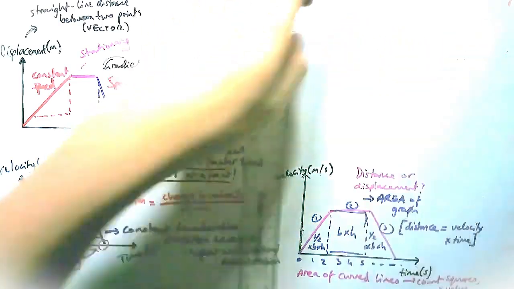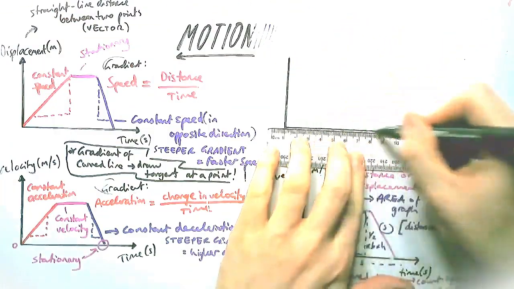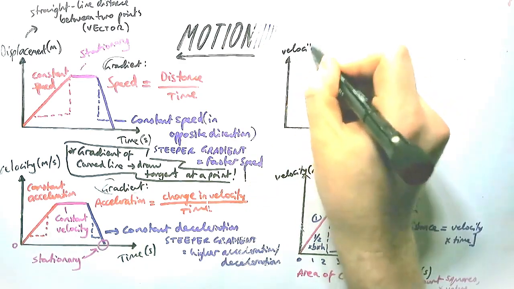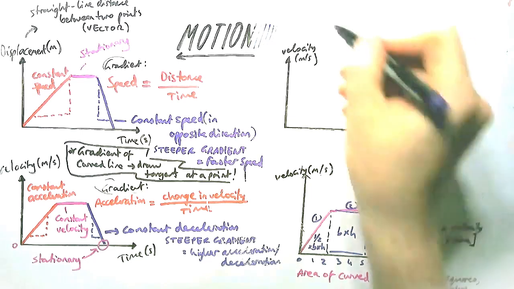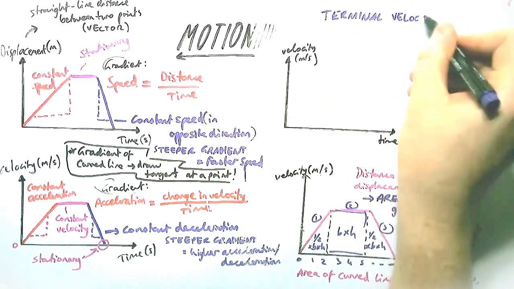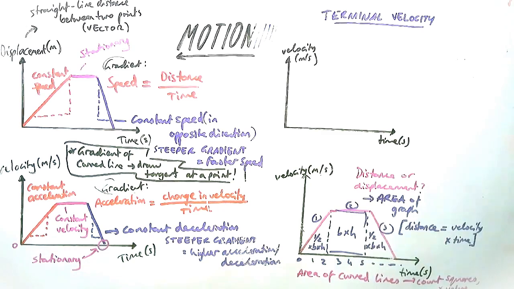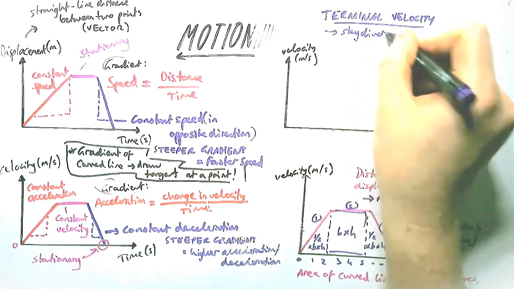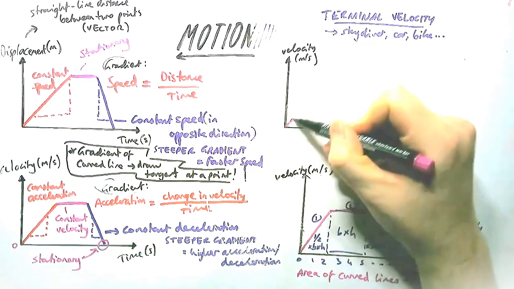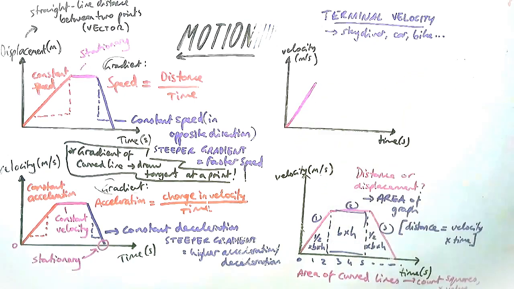Okay, I'm going to draw another graph here, which is going to show you a specific example of a velocity-time graph, which is so useful to know. This example we're going to talk about is terminal velocity, which is a word you have probably heard, and it comes up a lot, but we need to be really specific in describing it. The examples you might see are skydivers, cars, bikes, swimmers, lots of things that move in different fluids.